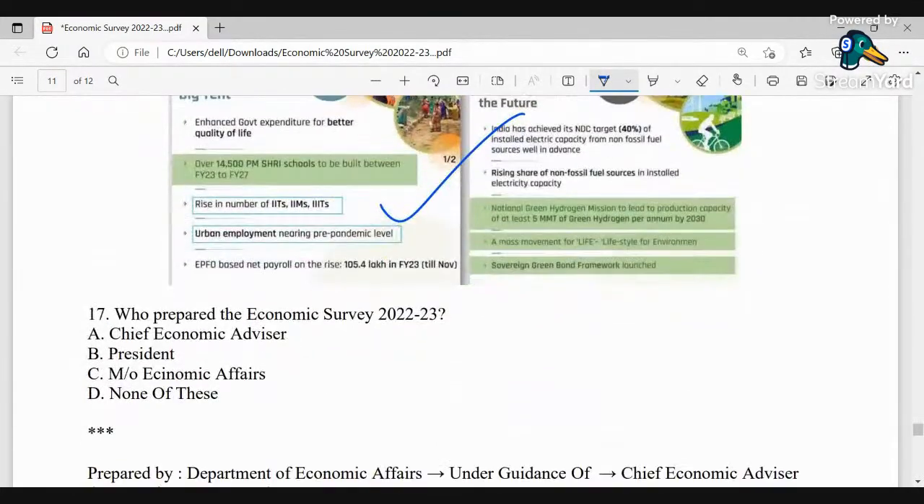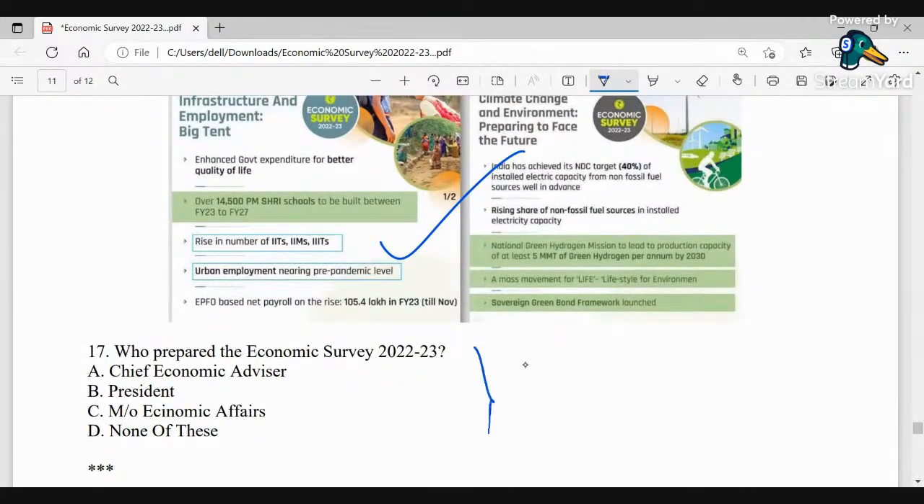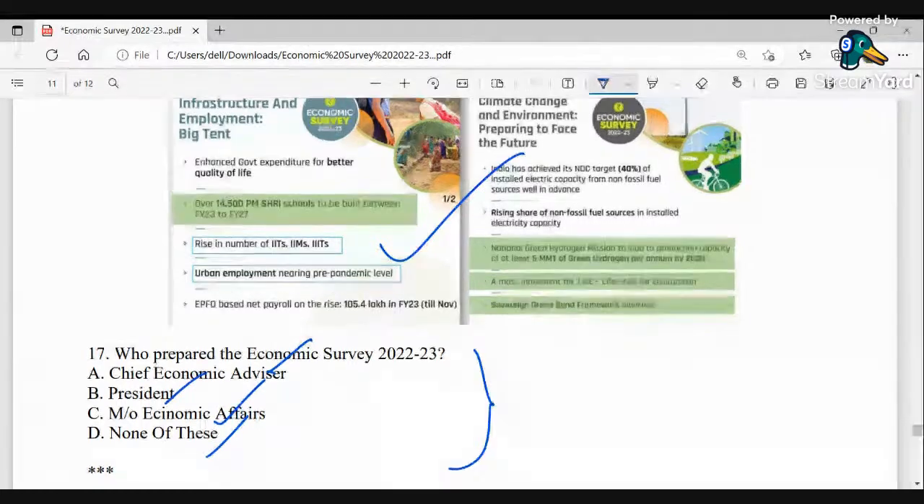Please do note it. Next, who prepared the economic survey? Very easy question. Chief Economic Advisor, President, Ministry of Economic Affairs, none of these. Question number 17. Very easy question. Who prepared the economic survey? Anyone with the correct answer?